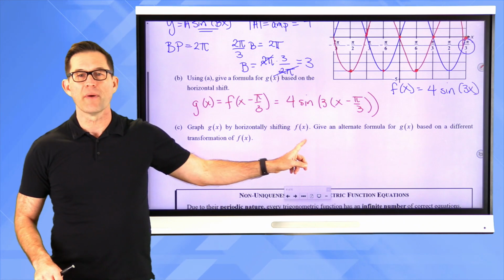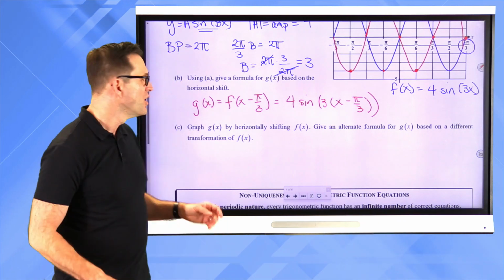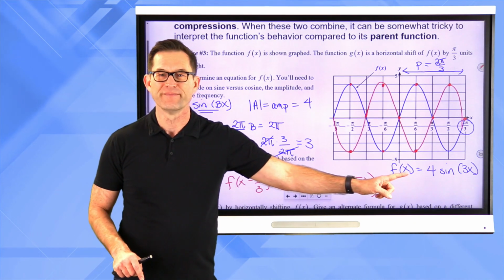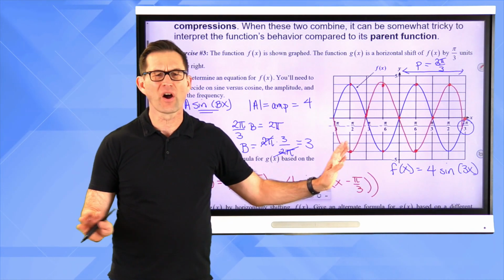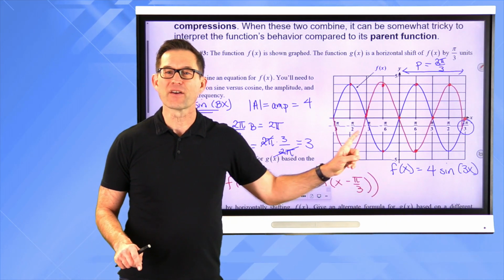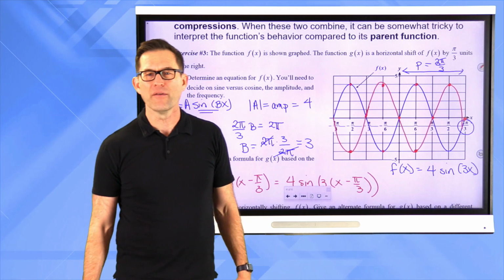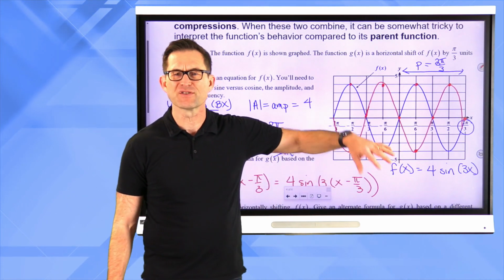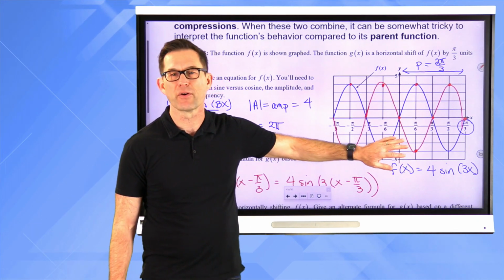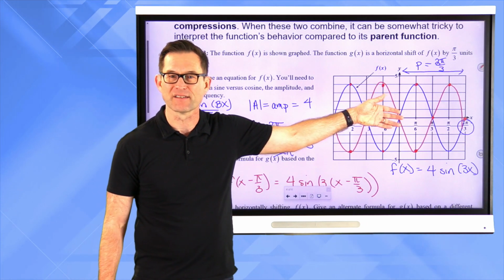The second part of this problem actually says, give an alternate formula for g of x based on a different transformation of f of x. So if I just gave you this equation, and I didn't talk about shifting or anything like that, and I said, give me an equation for the thing that's in red, or give me a transformation, I would hope all of you would look at the curve in blue and go, well, that's just a reflection of the curve in red across the x-axis. Or better yet, red is a reflection of the curve in blue across the x-axis.